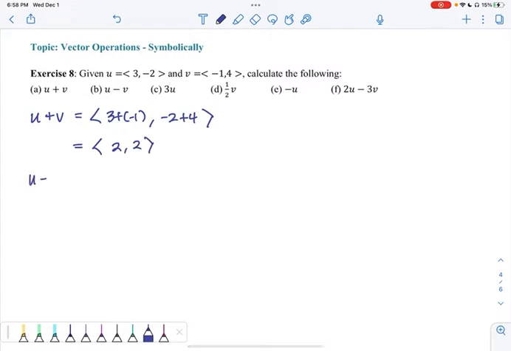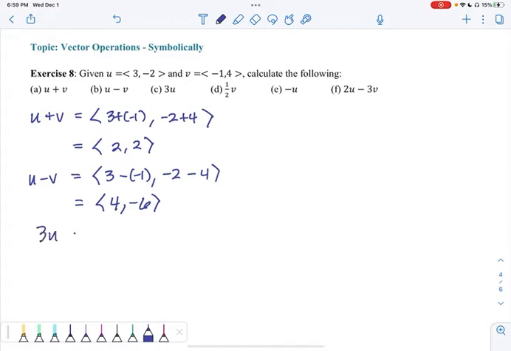Similarly with u minus v, we're going to take the first component of u, subtract the first component of v, and then the second component of u minus the second component of v. This gives us 3 plus 1, so 4, comma -2 minus 4, which is -6.